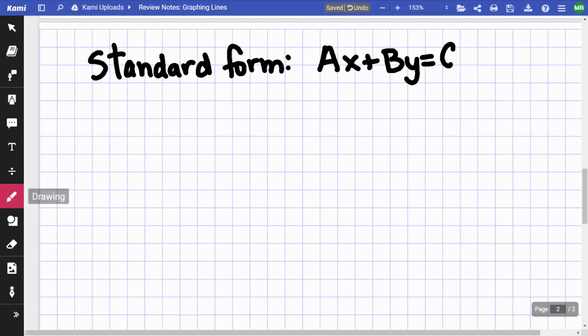So I'm going to go through one example, and I'm going to work this out 2 different ways. So this is going to be example 5. And again, I'm going to work it out 2 different ways. So this equation is going to be 2x plus 3y is equal to 6. Okay.